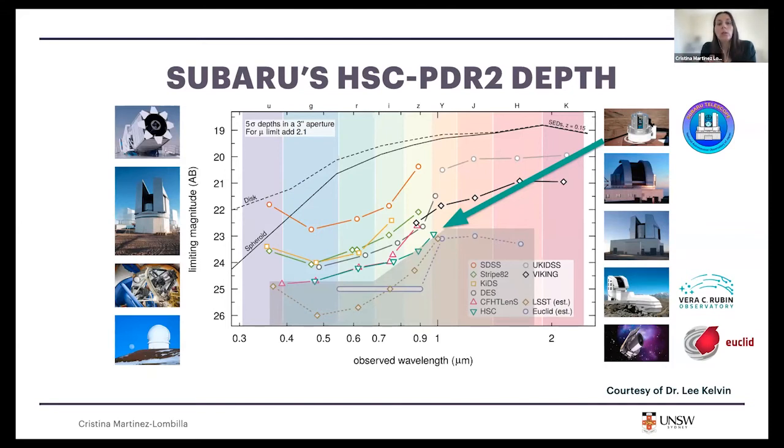So what we do is to use the HSC regions that are overlapping with the GAMA survey in order to take the information of the groups from their catalogs. And now I will show you the key steps in our methodology and the very first results for one of our groups.